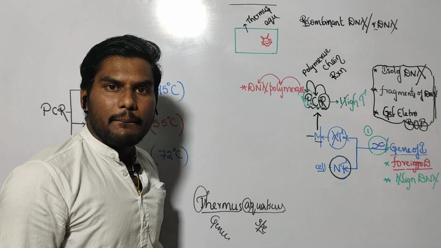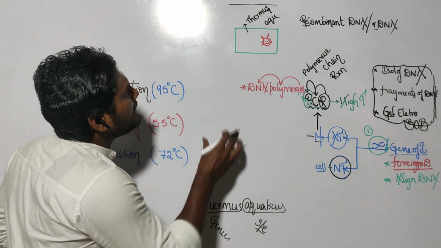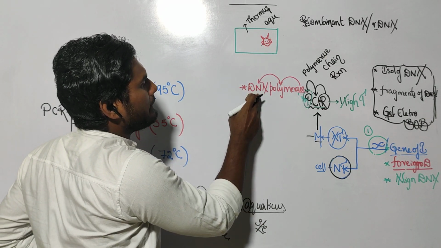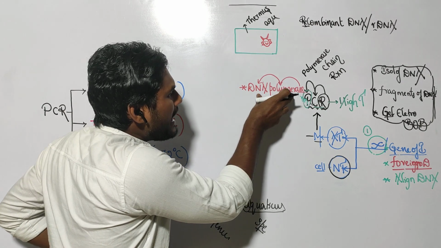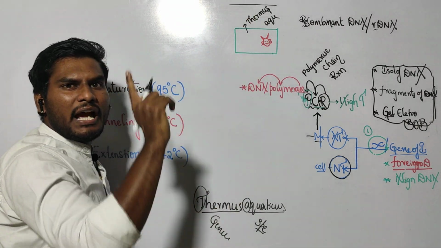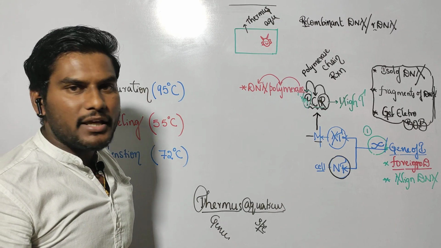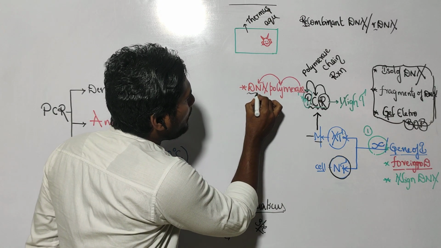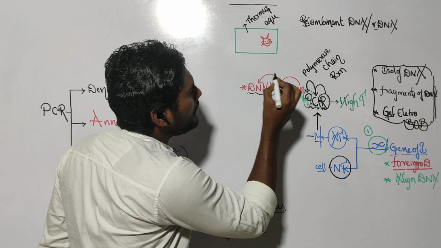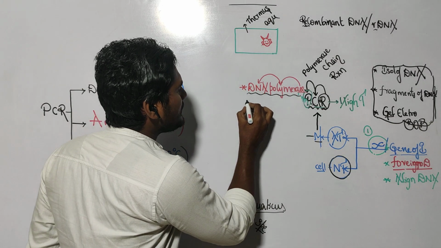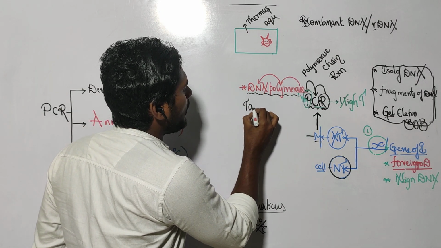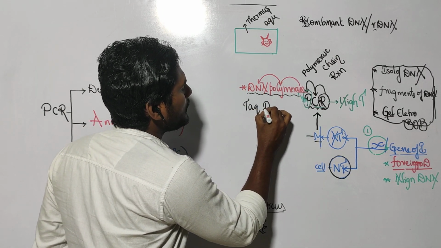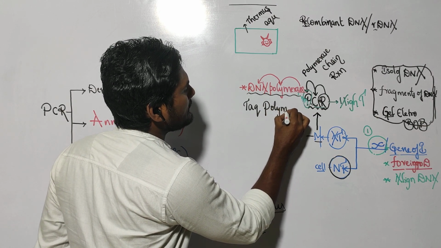So now you remember, this bacteria contains an enzyme. What is the enzyme? DNA polymerase enzyme. And this enzyme is resistant to higher temperature. So this DNA polymerase enzyme is called by another name. What is that other name? Taq polymerase enzyme.